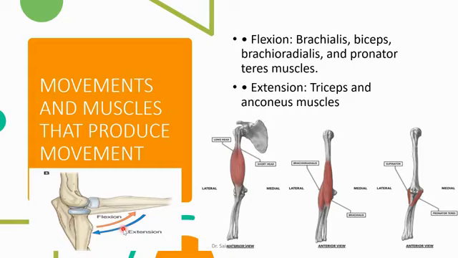Flexion is performed by biceps brachii, brachialis, brachioradialis, and pronator teres muscles. So four muscles are involved in the flexion of the elbow joint: biceps brachii, brachialis, brachioradialis, and pronator teres muscles.